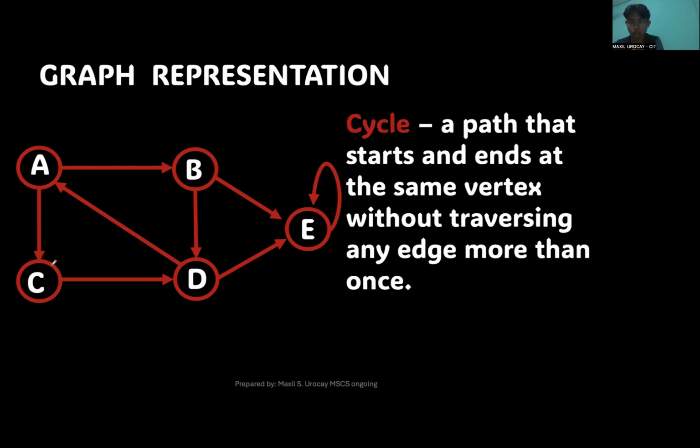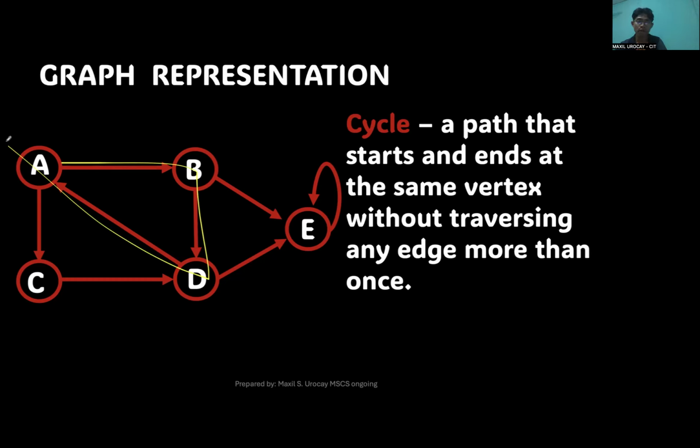When we say a cycle, that is a path that starts and ends at the same vertex without traversing any edge more than once. So we start from our initial state and we also end in that initial state. For example, if you are starting to traverse from letter A, you will also go from A, then end at A itself. How can you do that? There will be a path AB, BD, and DA. So that's how a cycle works.